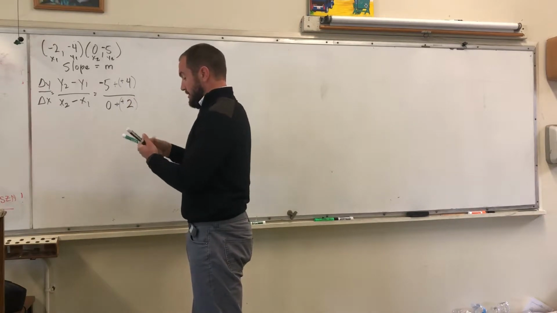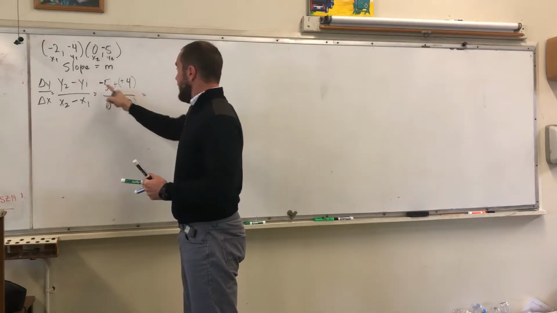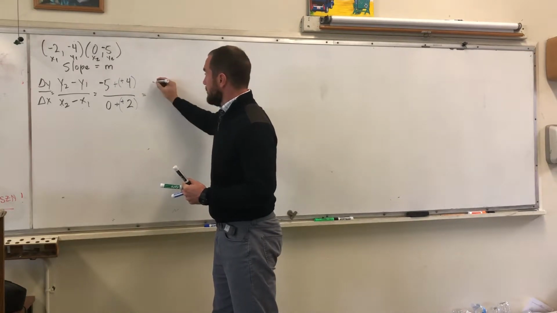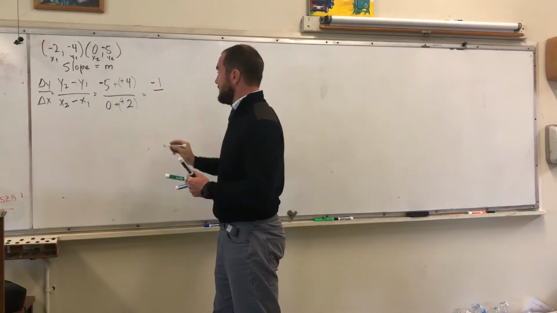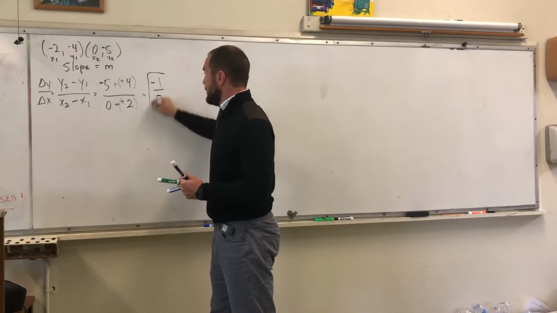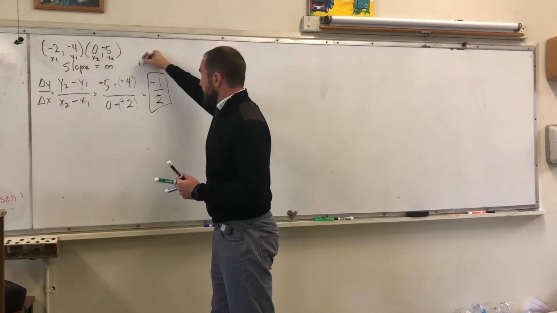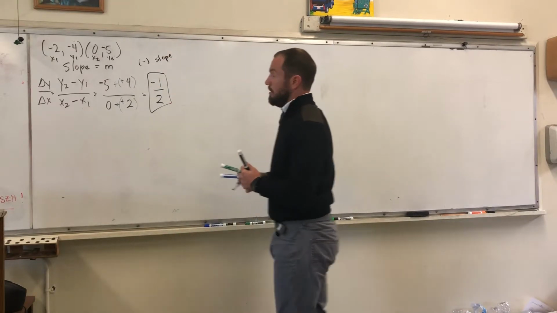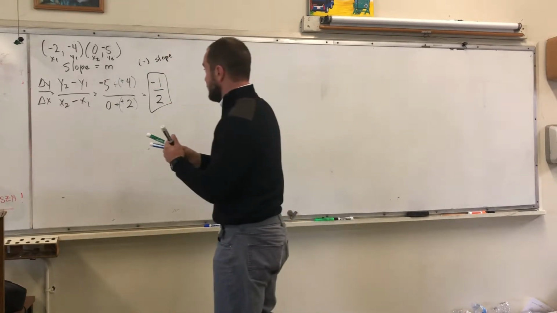Okay? Now we have negative 5 plus 4. The difference is negative 1. Obviously, you have more negatives than positives. 0 plus 2 is 2. Here we have a negative slope for our m when we start working with our slope-intercept. Okay?